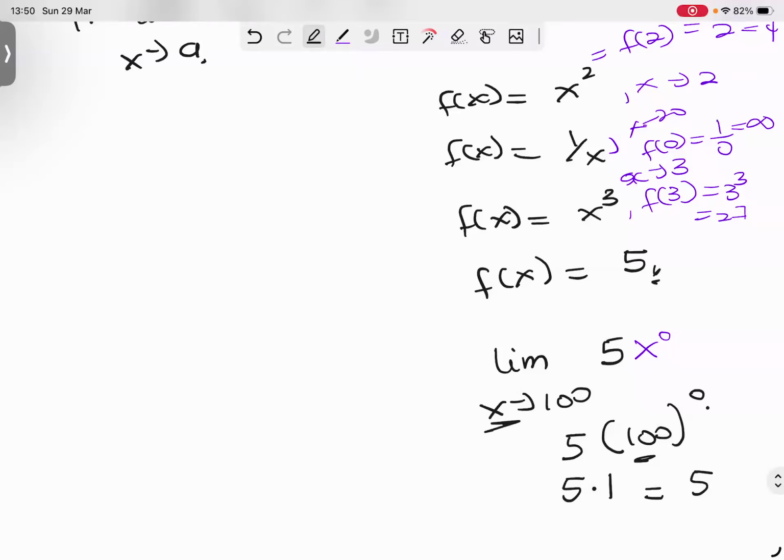It doesn't matter what x is approaching. As long as the function that you're trying to find the limit of is a constant function, the answer will always be the constant itself. And that is known as the constant rule of limit.